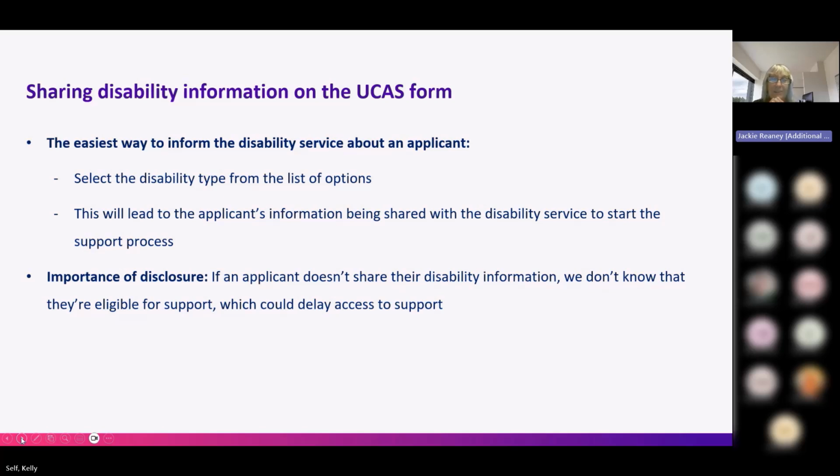I hope that those sections have been able to demyth some of the language around disability once you get onto a university. Thank you.